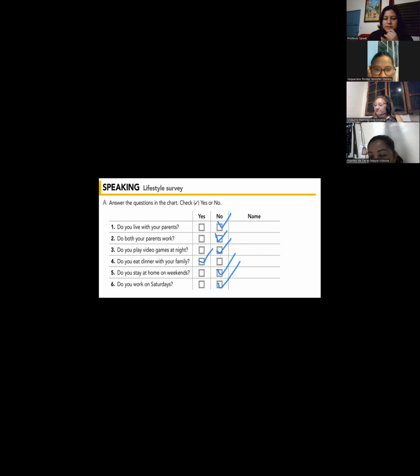Y, for example, number 2. Quiero ver, ese es number 2. Both of the parents work. Your parents work. La respuesta todos no. They. Okay, entonces sería Jennifer, Anna, and Mayra. Both of their parents don't work. Both of their parents, porque ambos papás de ellas no trabajan. Both of their parents don't work.